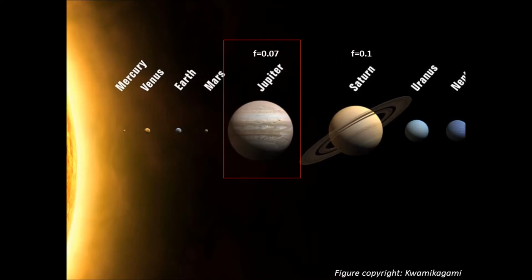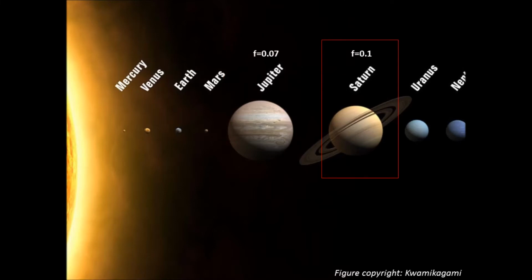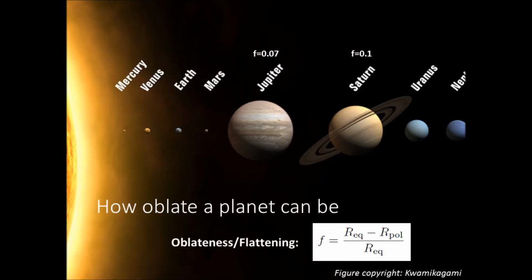Planets are not perfect spheres. In fact, planets in our solar system are more or less oblate in shape due to their rapid rotations. For example, for Jupiter, its equatorial radius is larger than its polar radius by 7%, and for Saturn, this difference is 10%. Quantitatively, the oblateness parameter f is defined as the relative difference between the equatorial radius and the polar radius, and the planet's spin obliquity theta is defined as the angle between the polar axis of the planet and the orbital angular momentum vector.